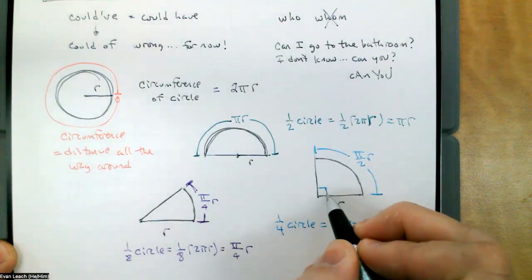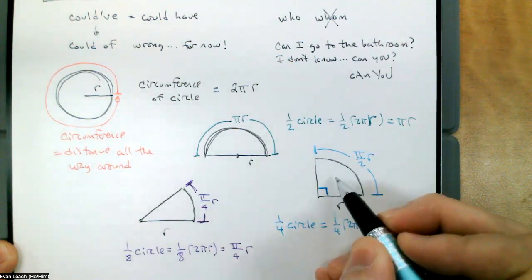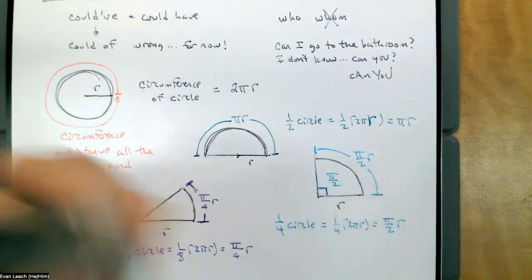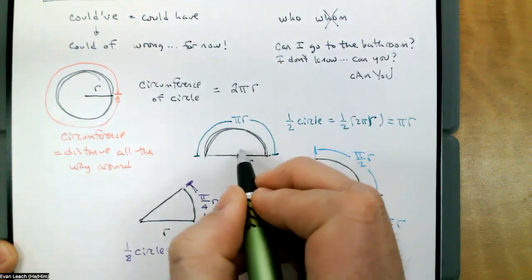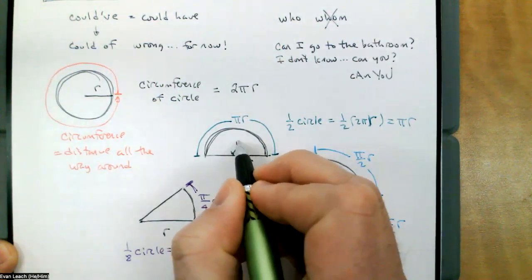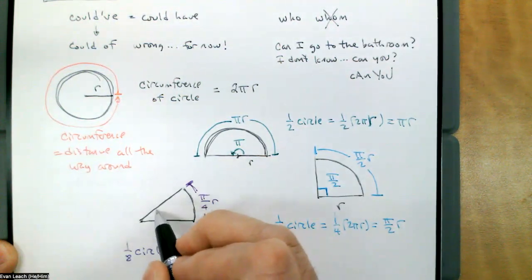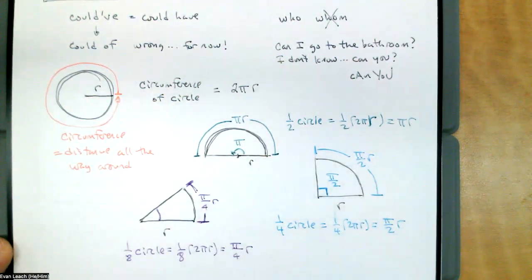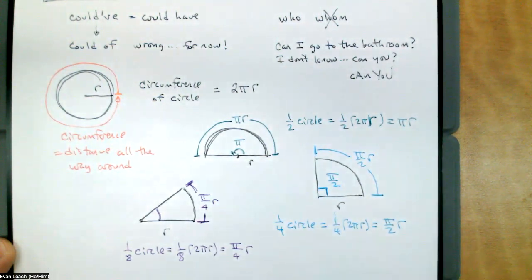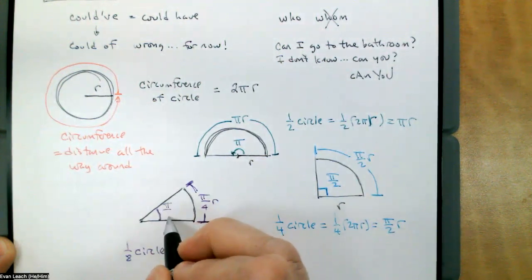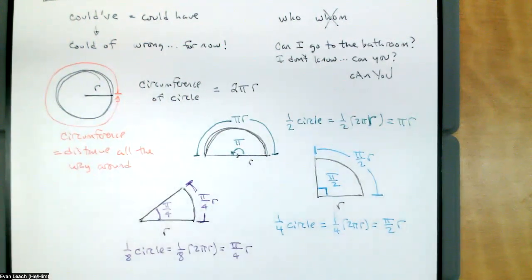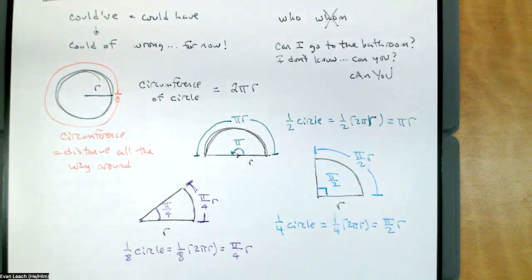This 90-degree angle, how much is that in radians? This 180-degree angle, how much is that in radians? This eighth of a circle, how many degrees is that? 45, which is how many radians? See, we already knew our formula for the arc length because we use it every time we talk about the formula for the circumference of a circle.